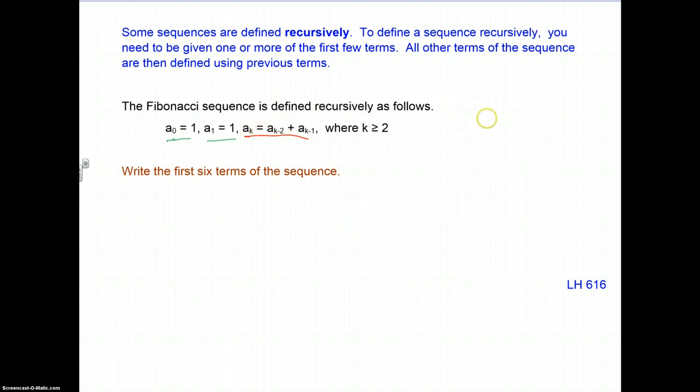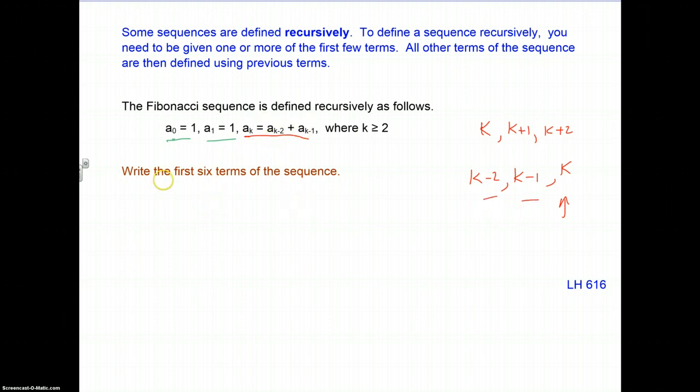Because if we have terms of a sequence, so let's say we have k, the next one is going to be k plus 1, or k plus 2 would be the next one, and so on. Or if we wanted to look at it backwards, if this third term was k, the term before it would be k minus 1, and the term before that would be k minus 2. And that's what this is saying. A sub k, this term, is equal to the sum of the two terms before it.